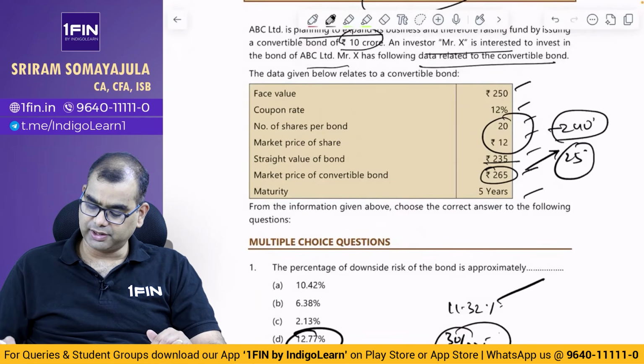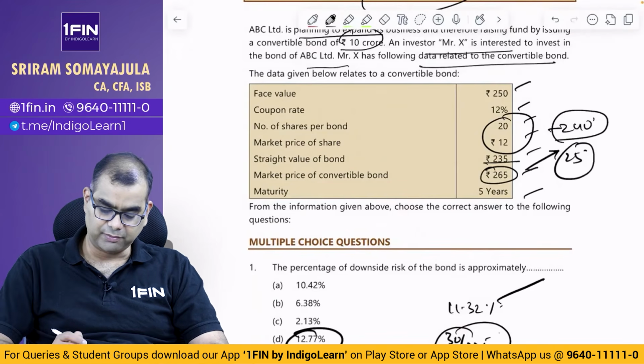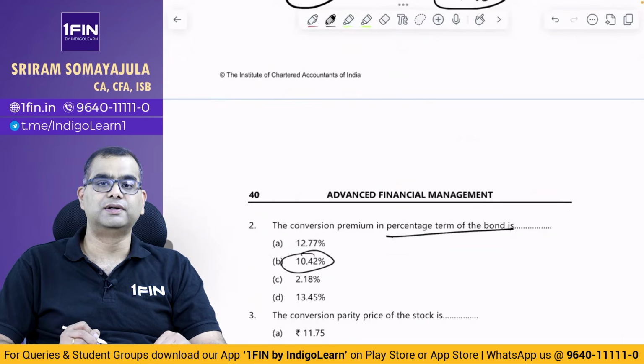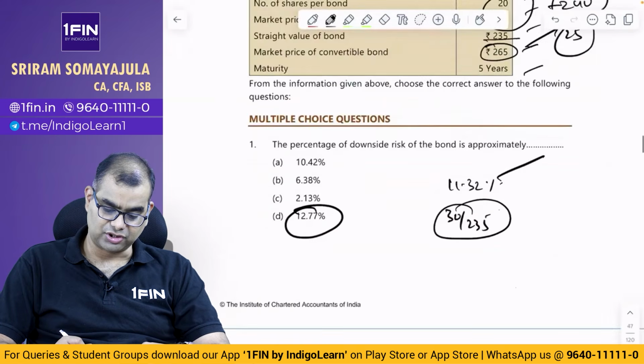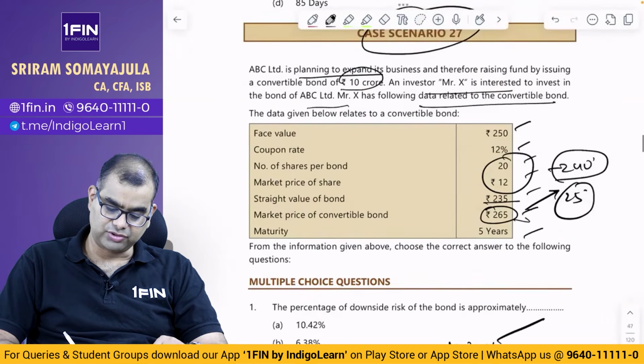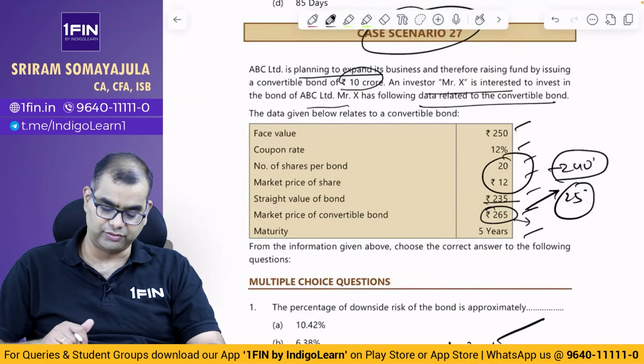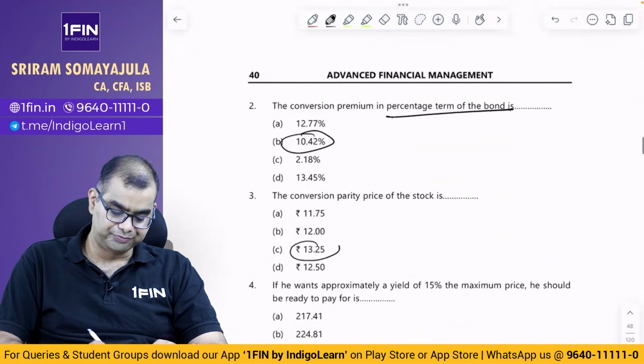So 25 by 240 is 10.416. Is that there at least? 10.416. Then the conversion parity price of the stock. See, market price is 265. You get 20 shares. So 265 divided by 20, you get 13.25. That is the conversion parity price.